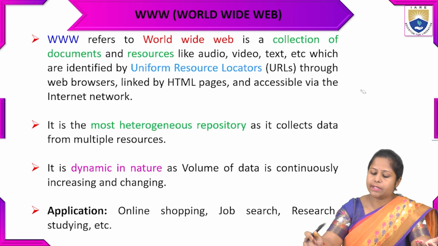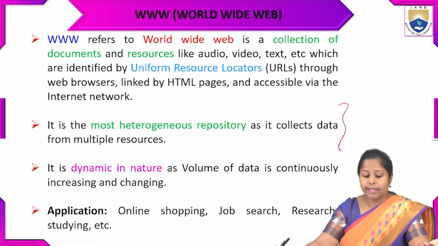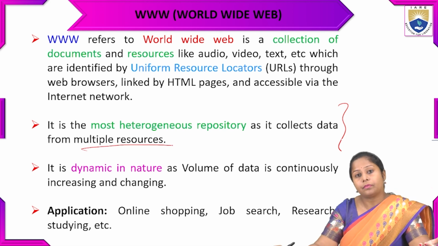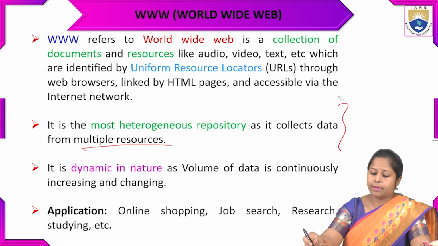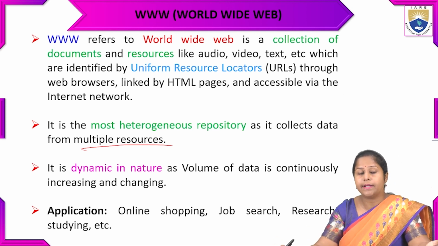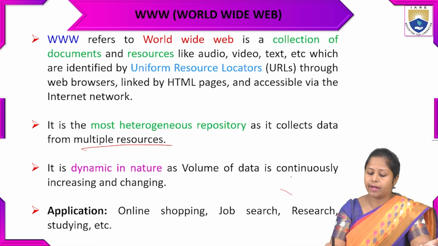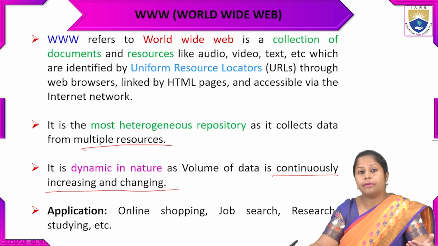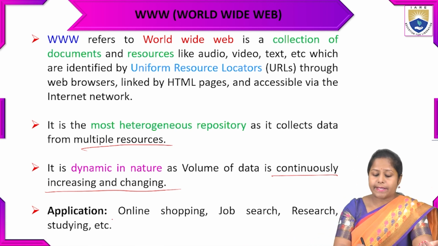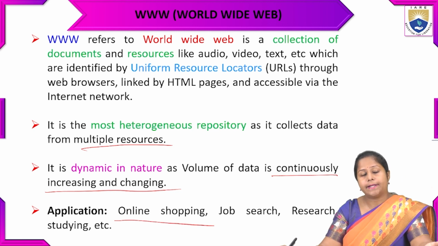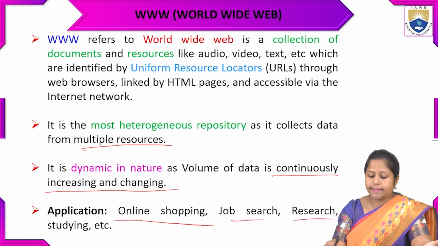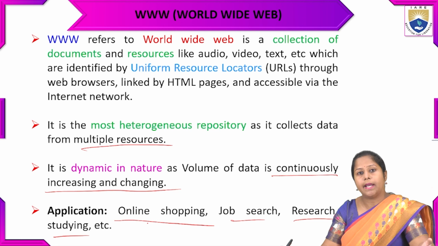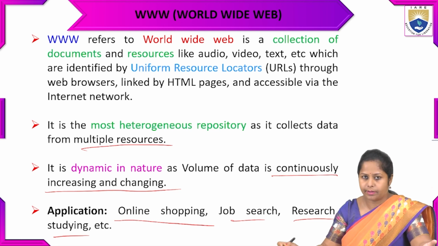It is the most heterogeneous collection, a repository that collects data from multiple sources. So it has multiple types of data. It is dynamic in nature because it has real-time data, and it also has a large volume of data. So it has a huge volume of data that is continuously increasing and changing, so we are keeping this type of data in data warehouses. The applications for this www related data are online shopping, job searching, research and studying. So all types of data can be there as World Wide Web data.